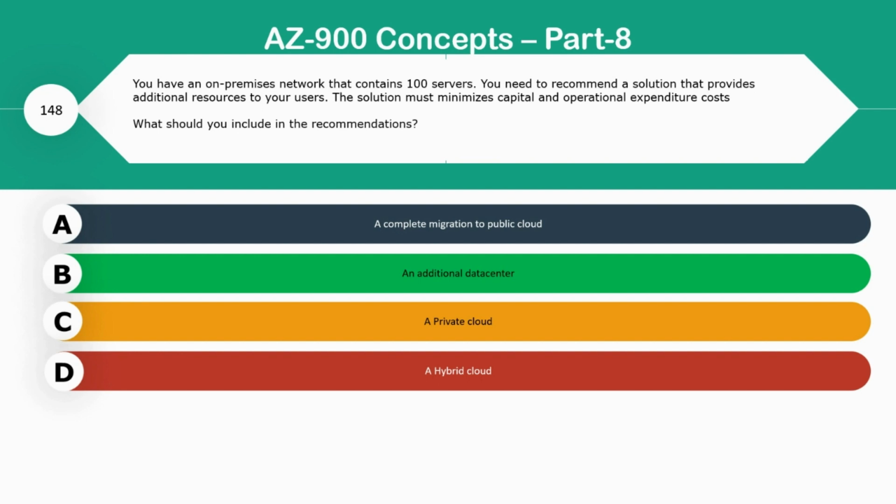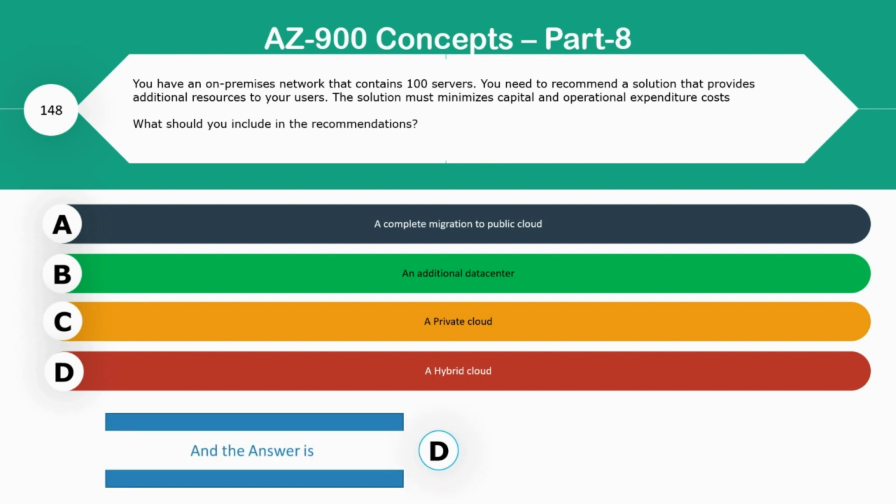The right answer for this question is option D, that is a hybrid cloud. You know, a hybrid cloud is a combination of a private cloud and a public cloud. So when you have a hybrid cloud, capital expenditure is a spending of money upfront for infrastructure such as new servers.